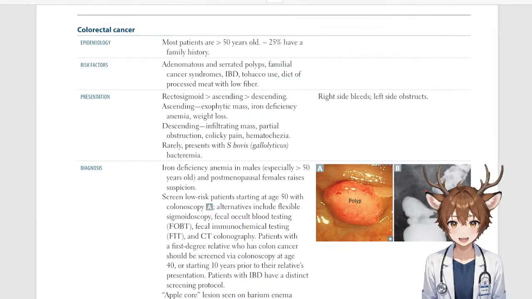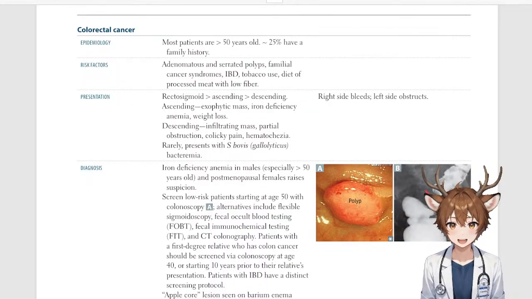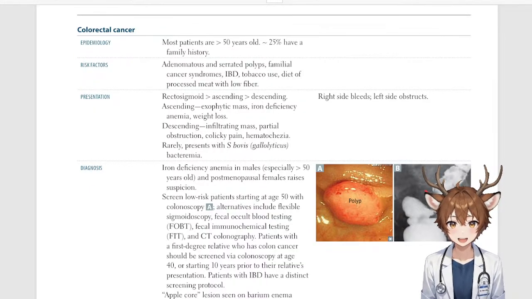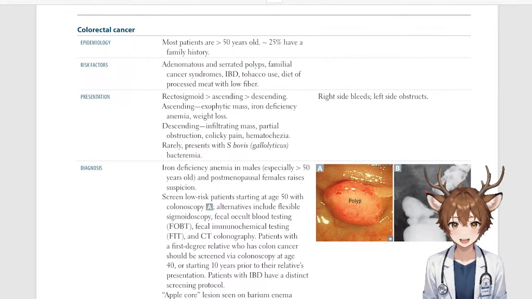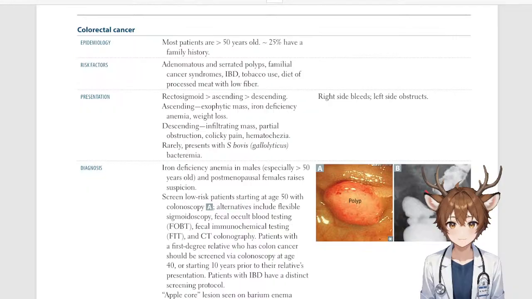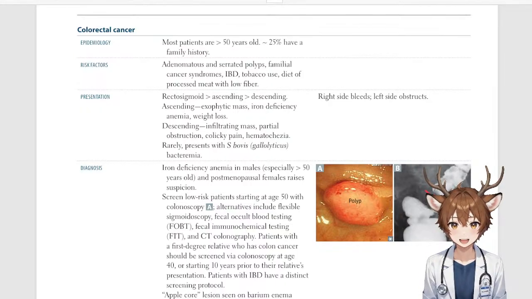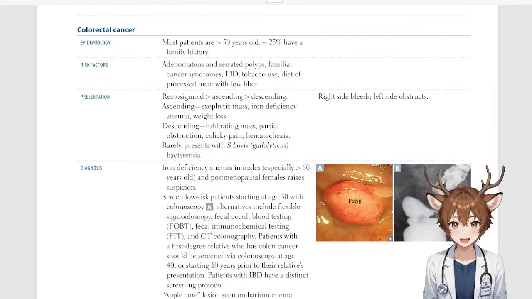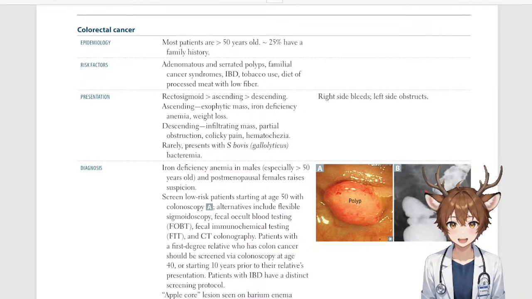Presentation. Rectosigmoid greater than ascending, greater than descending. Most are asymptomatic. Right side, cecal and ascending, associated with occult bleeding; left side, rectosigmoid, associated with hematochezia and obstruction, narrower lumen leading to a decrease in stool caliber. The ascending: exophytic mass, iron deficiency anemia, and weight loss. The descending: infiltrating mass, partial obstruction, colicky pain, hematochezia.